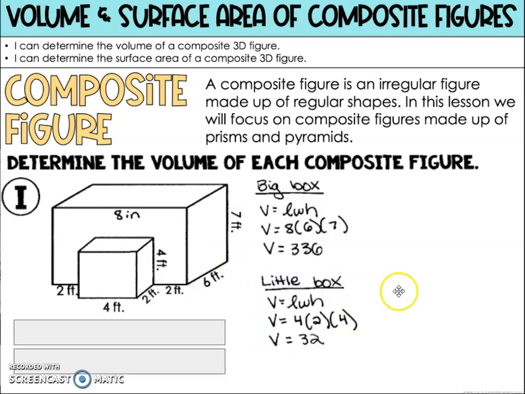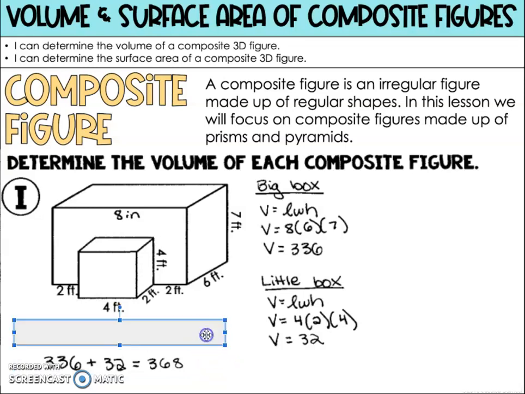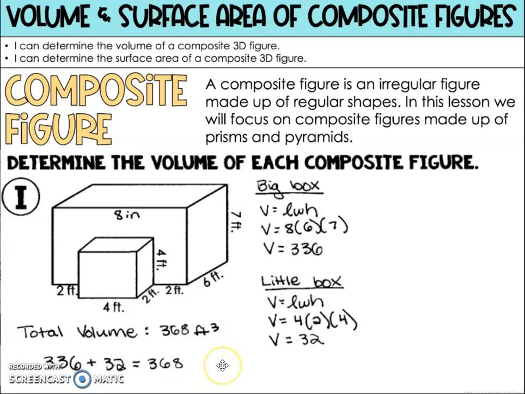Then we're going to find the volume of the little box, which is this box out front here, and our dimensions for that are 4, 2, and 4. That volume is 32, so to find our total volume, we're going to add those volumes together, and we find that the total volume is 368 feet cubed. Remember, volume has a measurement with cube.